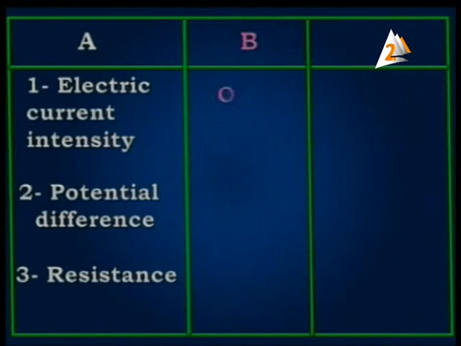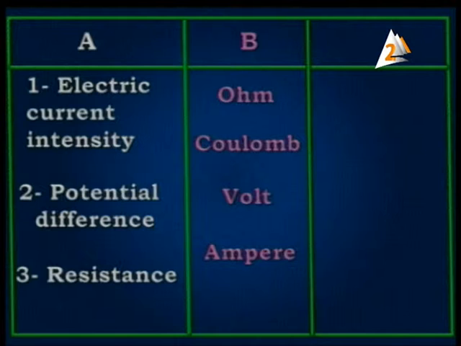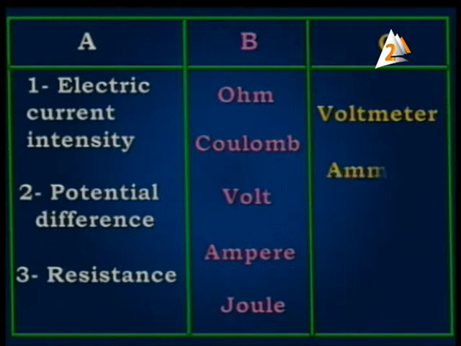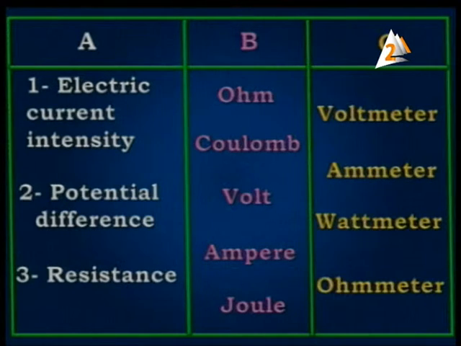And we have letter B: ohm, and second one, coulomb. Third one, we have volt. Number 4, it's ampere, and the last one is joule. So here this is the measuring unit of many things. Letter C, we have voltmeter, ammeter, wattmeter and ohmmeter. Which one of them is right? Which one can match each other?